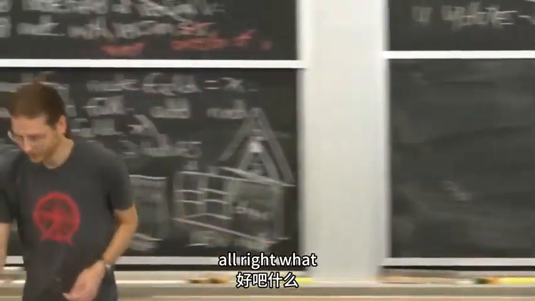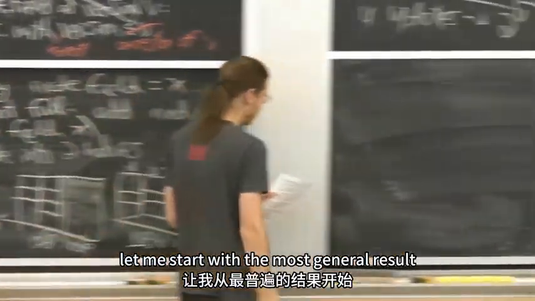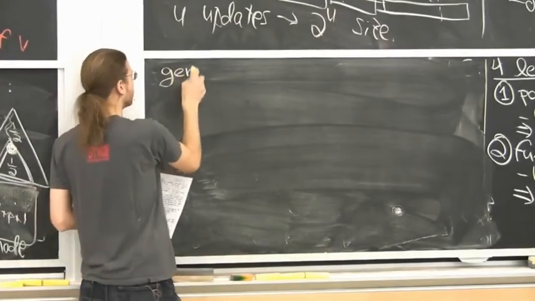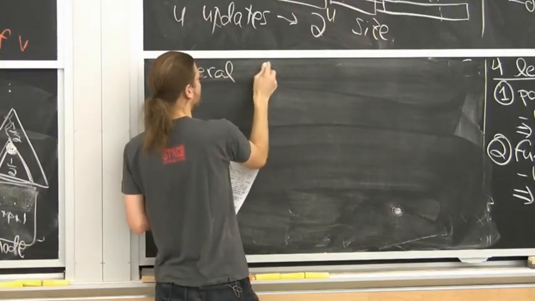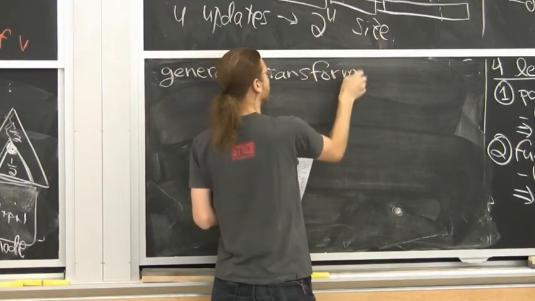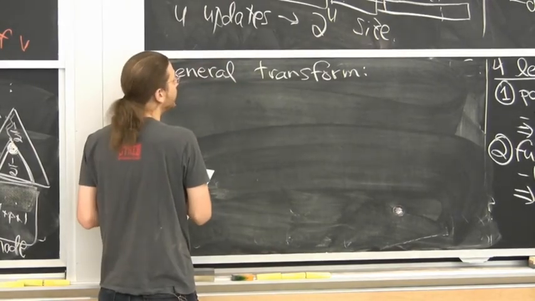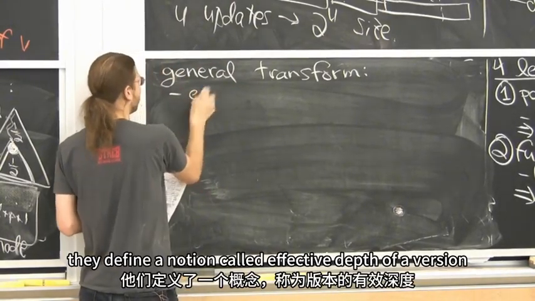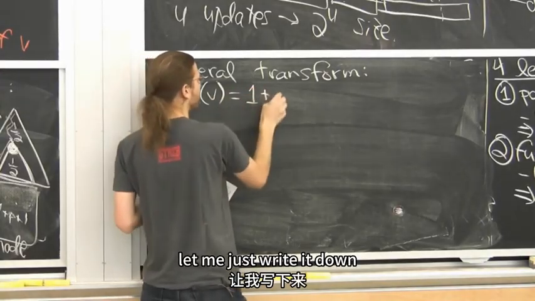All right, what do I want to say about confluent persistence? Let me start with the most general result, which is by Fiat and Kaplan, 2003. They define a notion called effective depth of a version. Let me just write it down.